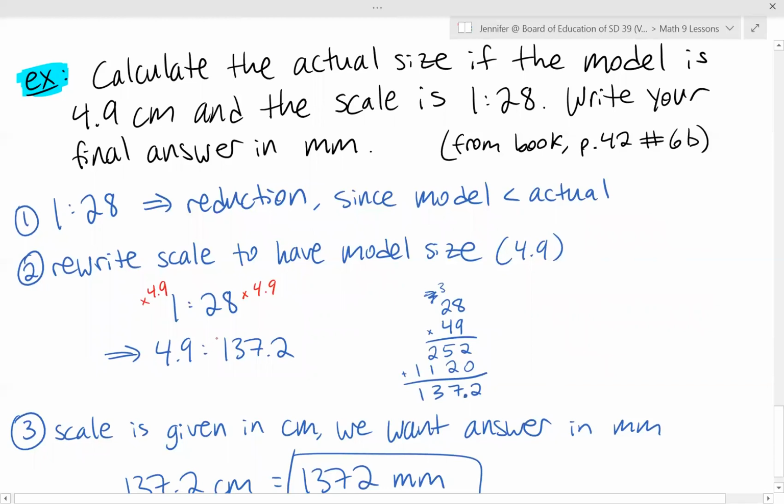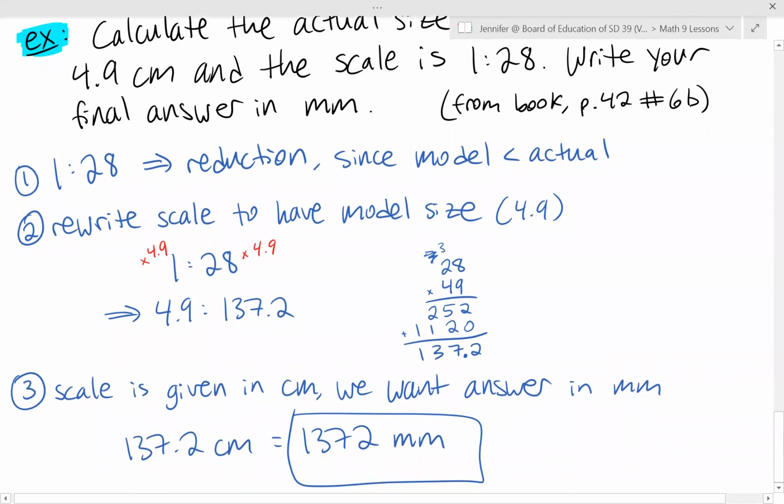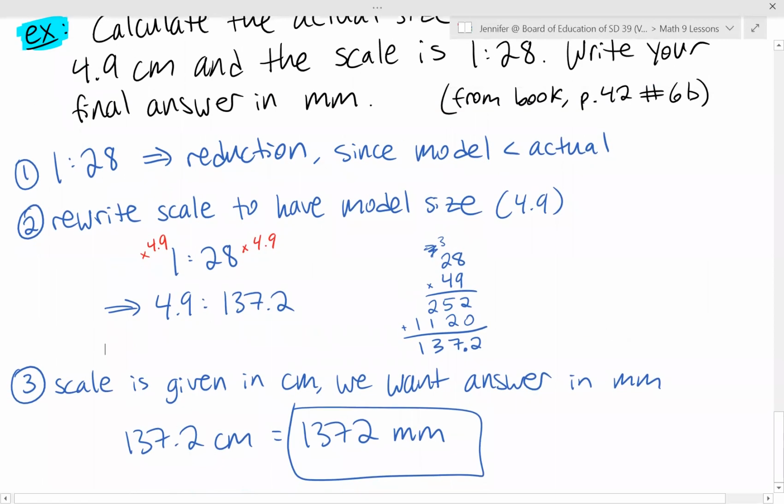And so we just figured out our answer is 137.2 centimeters, but we need to have our final answer in millimeters because that's what it's asking for. So we convert it to millimeters by moving the decimal place 1 to the right because we're multiplying by 10. That makes our final answer 1,372 millimeters. In other words, that many millimeters is equivalent to 49 millimeters based on the model and the actual values given here. So that's how we deal with scale, enlargements, and reductions.